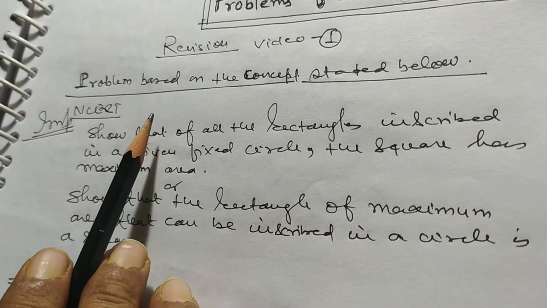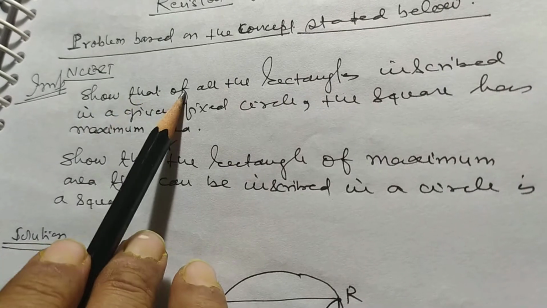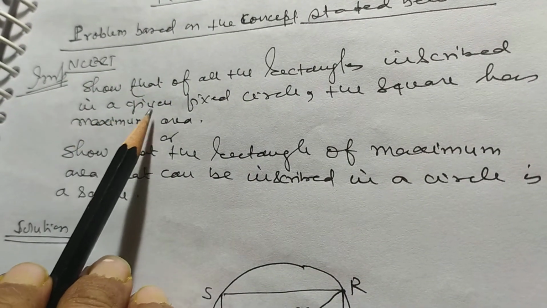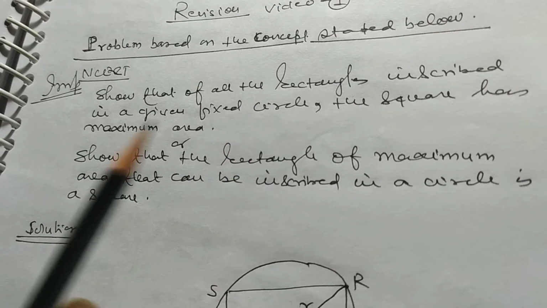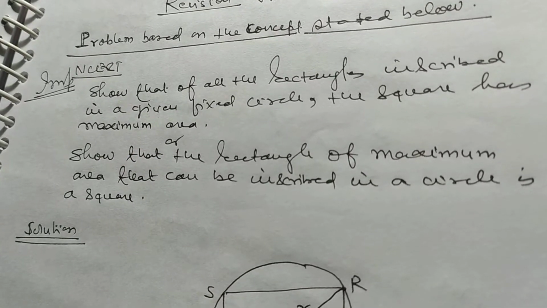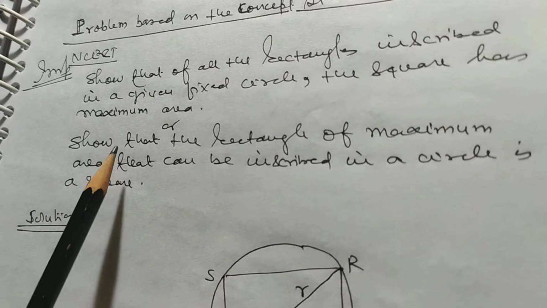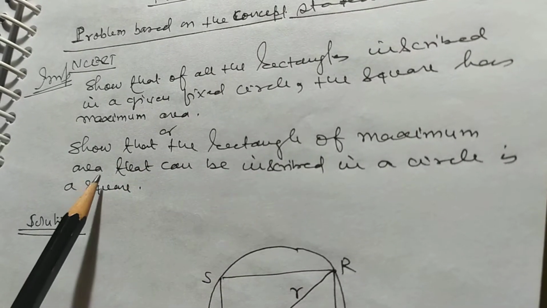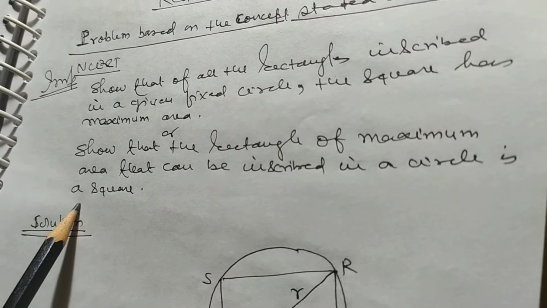See here, this is a very, very important problem. Of all the rectangles inscribed in a given fixed circle, the square has maximum area. This problem can be asked in this form also: the rectangle of maximum area that can be inscribed in a circle is a square.